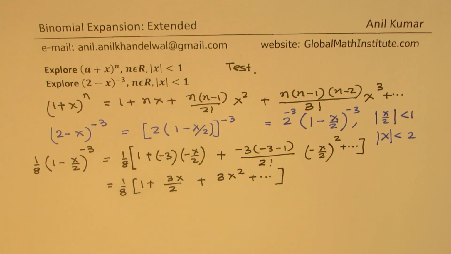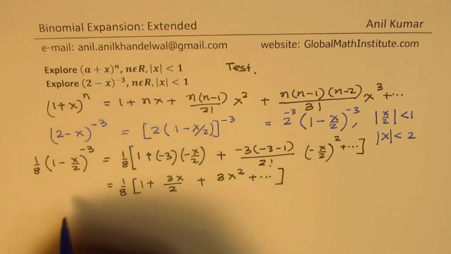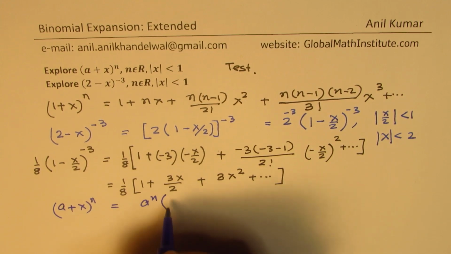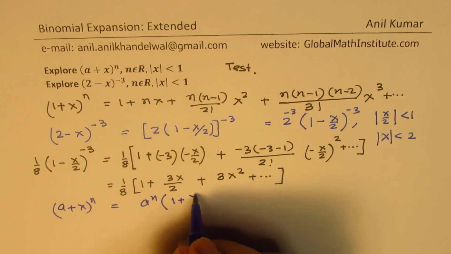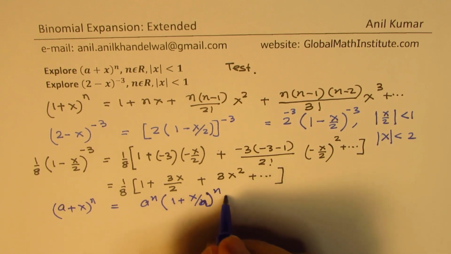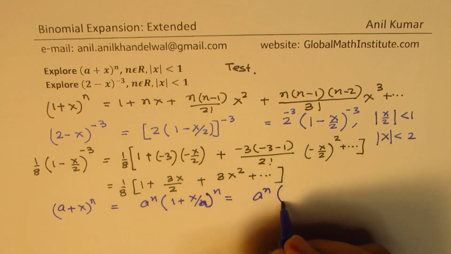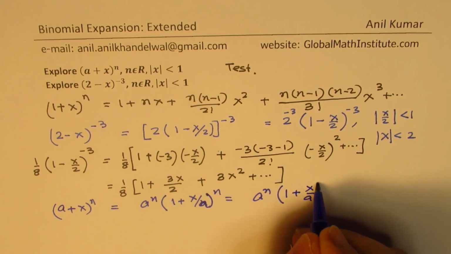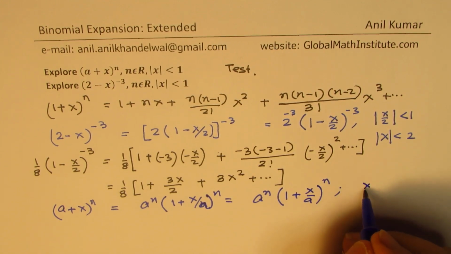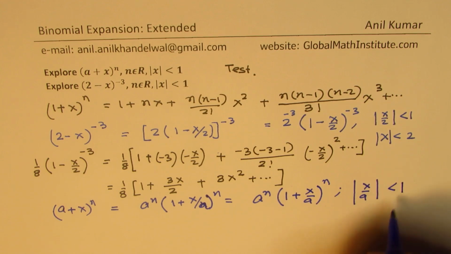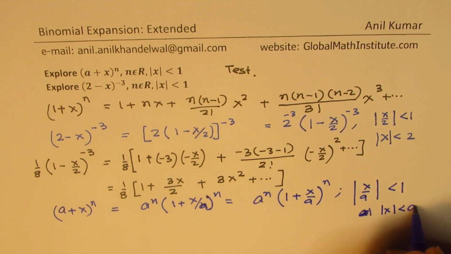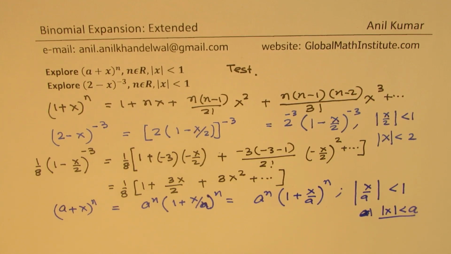So in short, what we have learned here is that you could write any expression of the form (a + x)^n as a^n, and within brackets you take a common, so (1 + x/a)^n. What I wrote here is that a^n is taken outside, and within the brackets we get (1 + x/a)^n. Now in this particular case, all these expansions are possible if the absolute value of x/a is less than 1, or you could say the absolute value of x is less than a. So that is when you can use all these expansions.